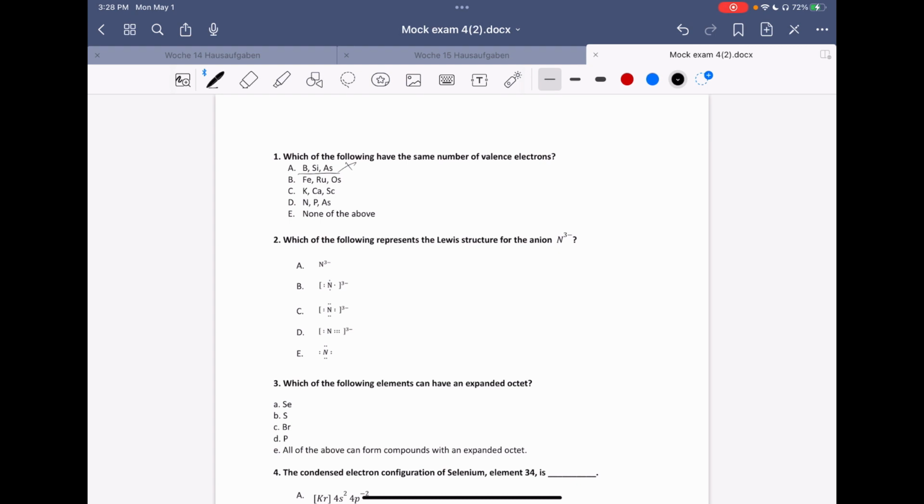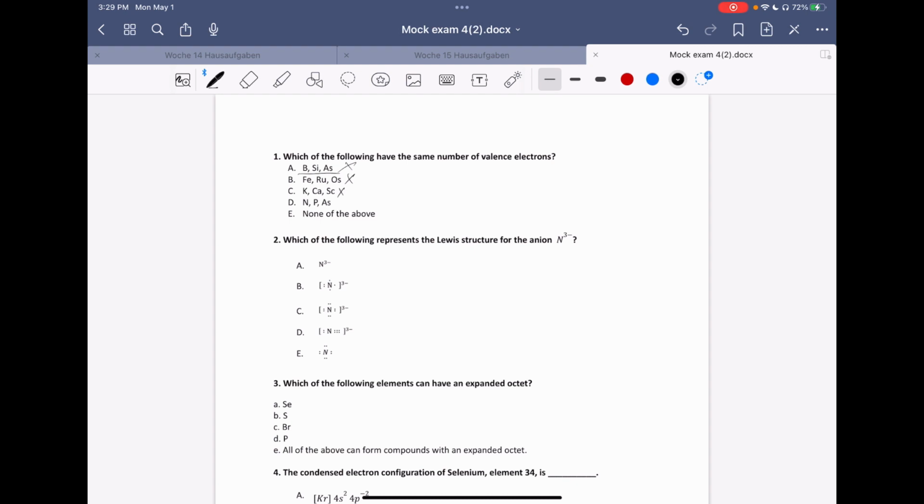Iron, ruthenium, and osmium. These are all three transition metals, so you can't really compare them on the number of valence electrons, because they'll form different ions and have different numbers of valence electrons. So not that one. Calcium, potassium, and scandium. Is that scandium? I think so. But these are also not in the same column, so it cannot be that one.